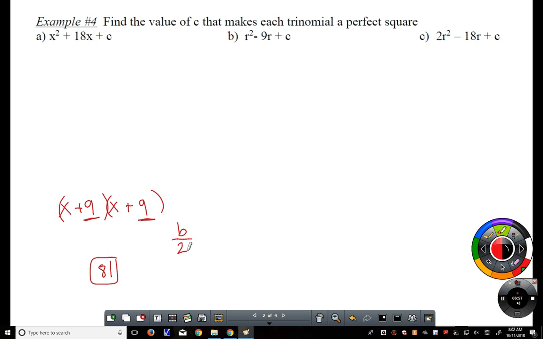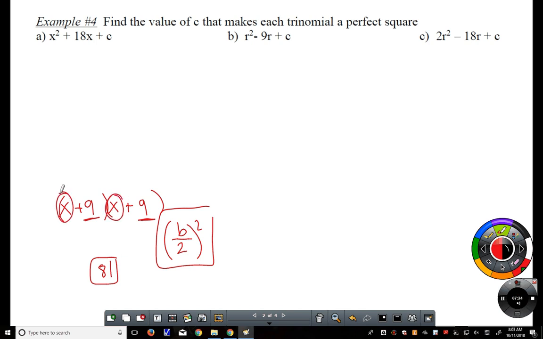So we're establishing the fact that you can take that middle term and cut it in half to know what should have been here, and then that times itself is always going to make the last number, so squaring it will always make the last number. So this is the general process of completing the square. How do we know what number should be at the end to make it a perfect square? We do this, okay?